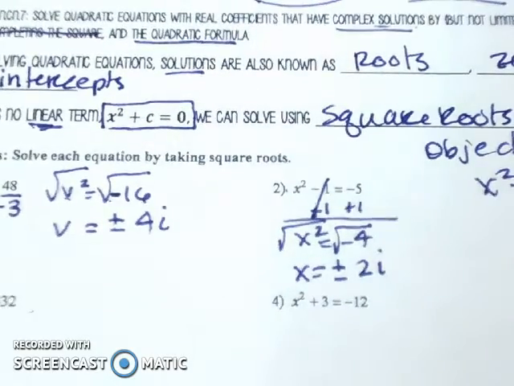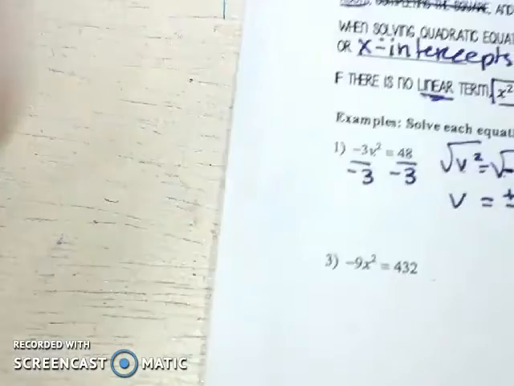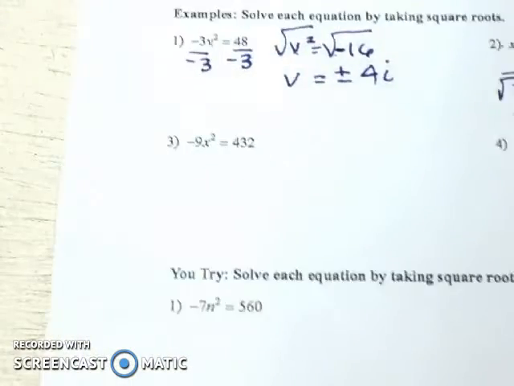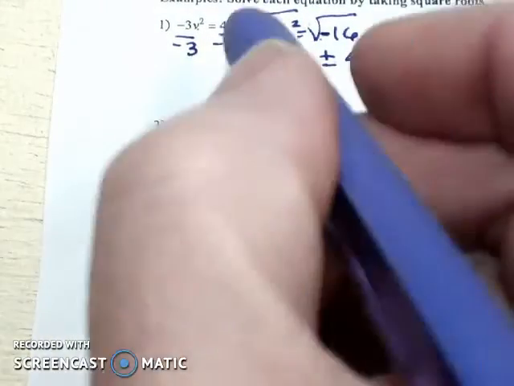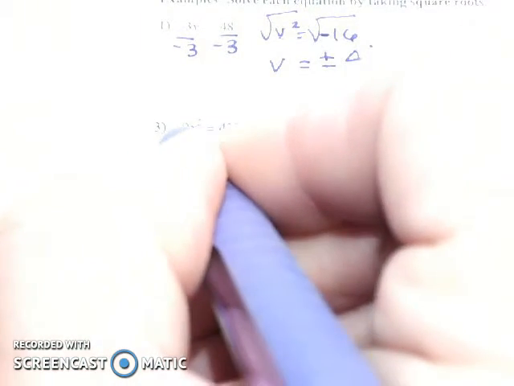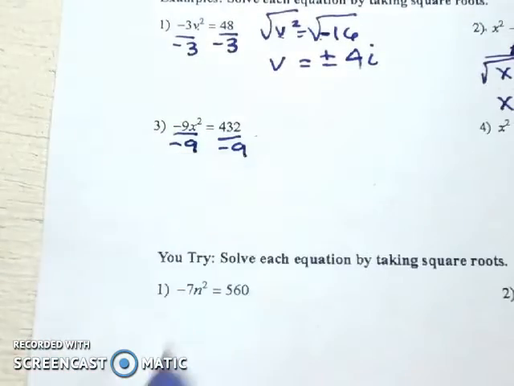Okay, easy stuff. Number 3. I've got -9x squared equals 432. So my operation to get rid of the multiplying by -9 is to divide by -9. And 432 divided by -9 gives me -48.